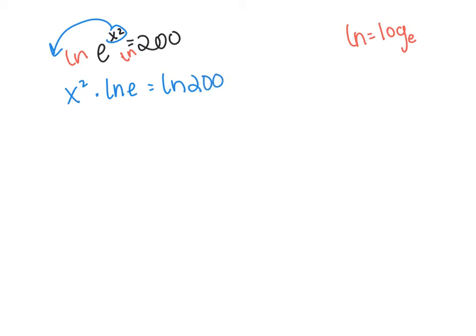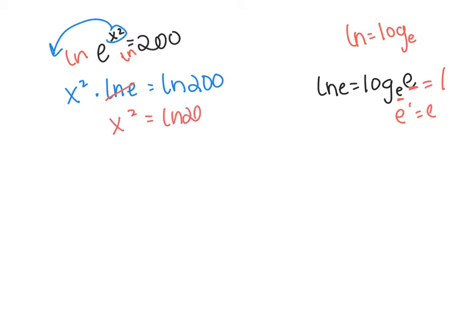Well, now instead of having to divide out that natural log of e, keep in mind, natural log of e is just a log with the base of e of e. One of our properties, anytime you have a log and the base matches the inside, that just equals 1, because e to the first power equals e. So natural log of e just equals 1. 1 times anything is itself. So now we have x squared equals natural log of 200.